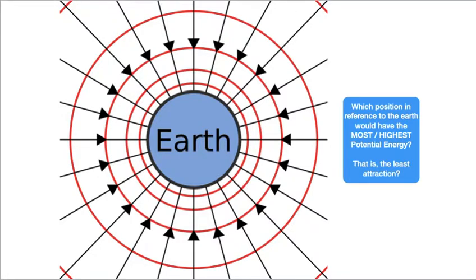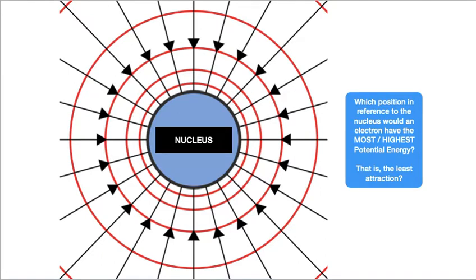In reference to the Earth, which position would be associated with the greatest possible energy? That is, the lowest attraction to the Earth. It obviously would be a position that is farthest from the Earth. In reference to the nucleus, which position would be associated with the greatest possible energy? That is, lowest attraction. It would of course be the position that is farthest from the nucleus.